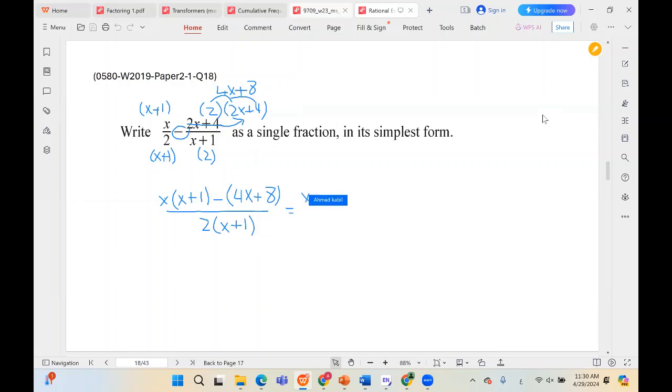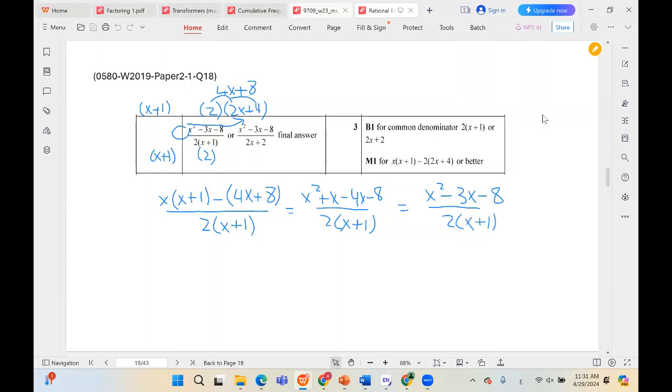This is equal to x squared plus x minus 4x minus 8 divided by 2 times x plus 1. So x squared minus 3x minus 8 over 2 times x plus 1 is the final answer. And this is the correct answer here.